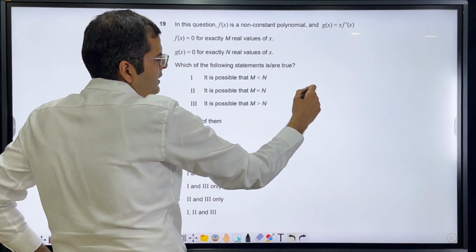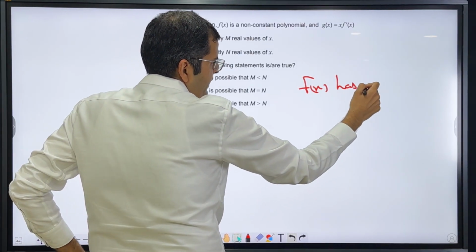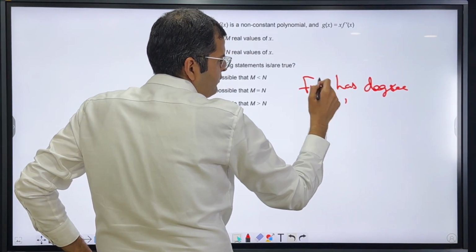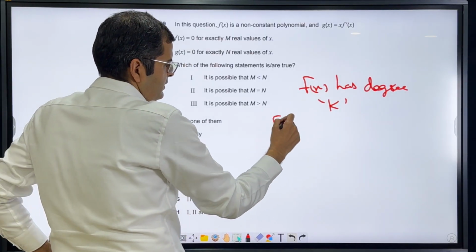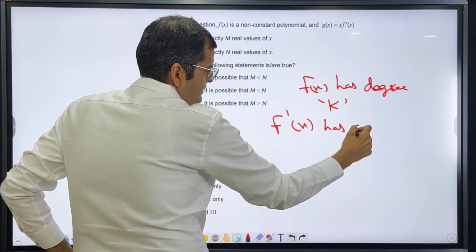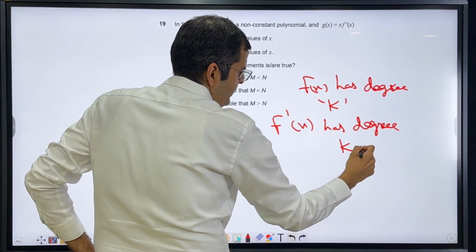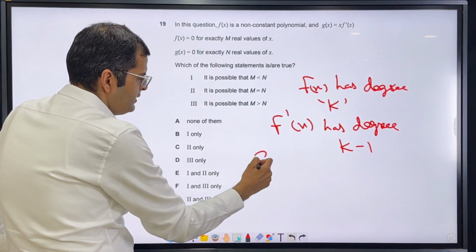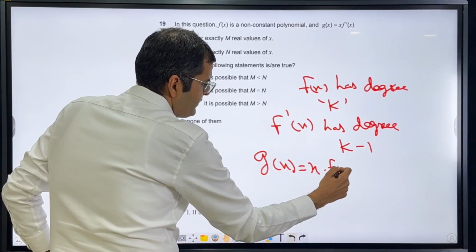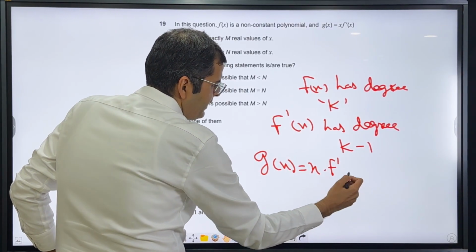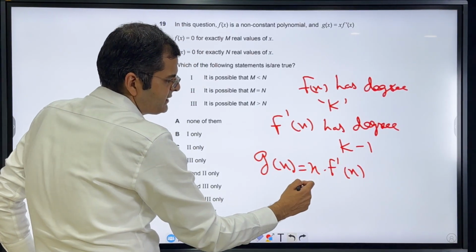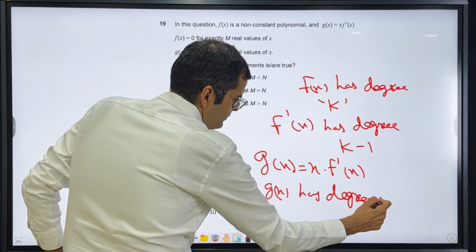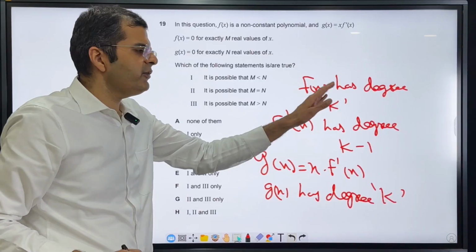First of all, I'll assume that f(x) has degree k. Okay, f(x) is a polynomial of degree k. Then f'(x) has degree k minus 1. Then g(x) is x times f'(x). So if I multiply a polynomial of degree k minus 1 with x, I will get g(x) degree to be k again. So g(x) has degree k, f(x) has degree k.